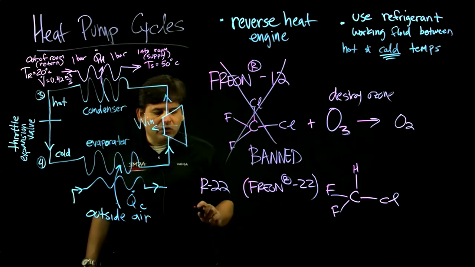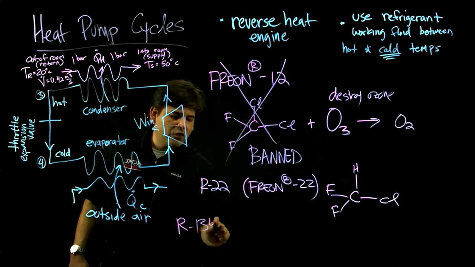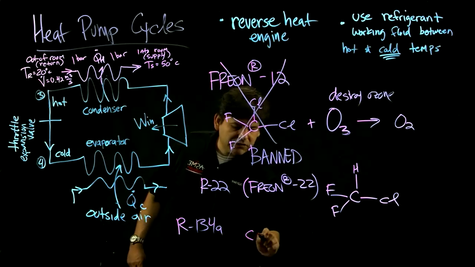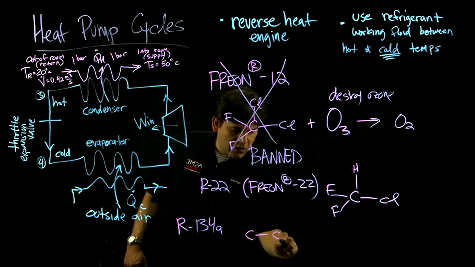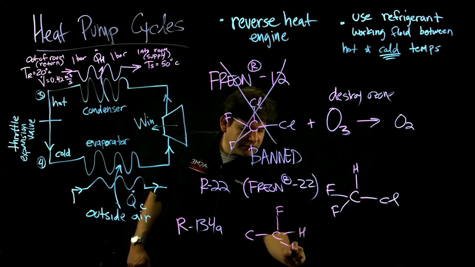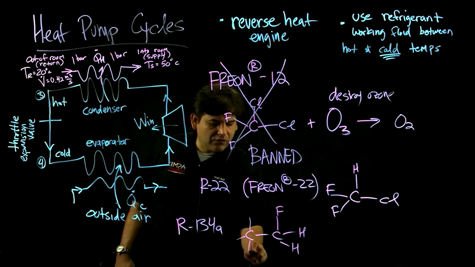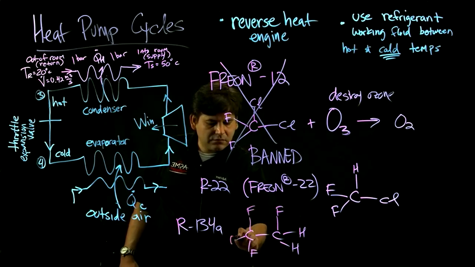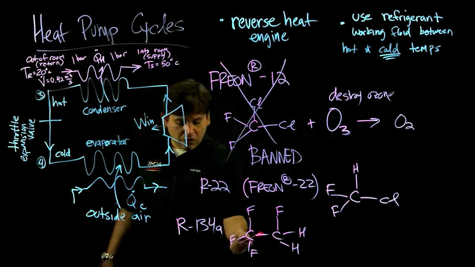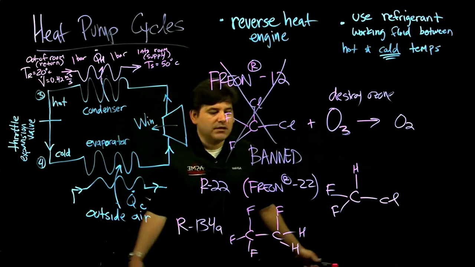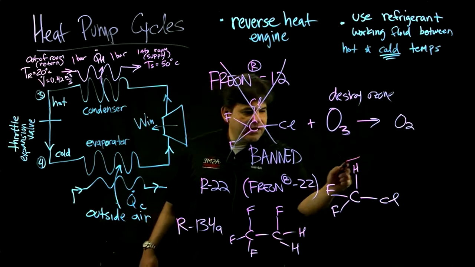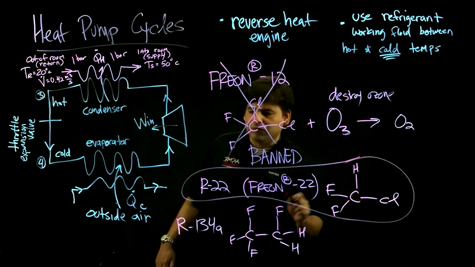And then there's another common one called R134A, and it has two carbons. There are fluorines, and it has some H bonds, and then these are all fluorines. So that's another refrigerant commonly used in HVAC, air conditioning. R134A, again, is not as good as Freon, but I guess it's not going to destroy the ozone layer. So the one we're going to work with today on this problem is R22.